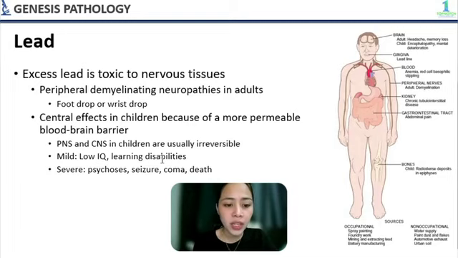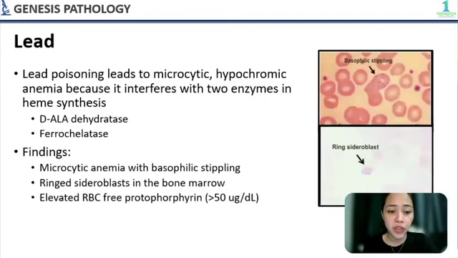So the effects of chronic lead exposure in children may be subtle. They can have low IQ and learning disabilities, but at the higher doses, it can lead to blindness, psychosis, seizures, coma, and even death. So these peripheral neuropathies in adults are usually reversible, while the PNS and CNS damage in children are irreversible. Lead also interferes with two enzymes in heme synthesis. The second enzyme in that pathway is the dehydratase, and the last enzyme in that pathway is ferrochelatase. Recall the action of your ferrochelatase. It is to incorporate iron into protoporphyrin to form your heme.